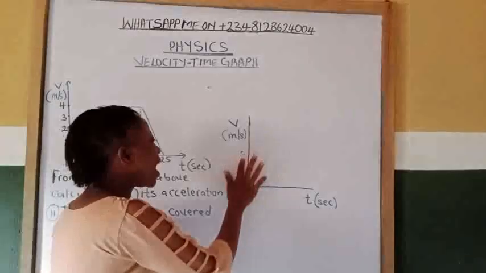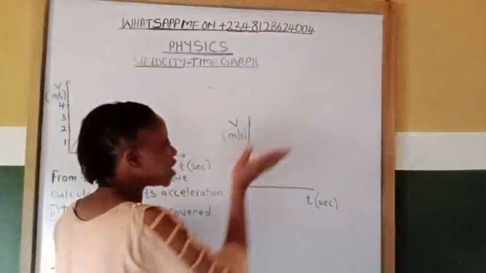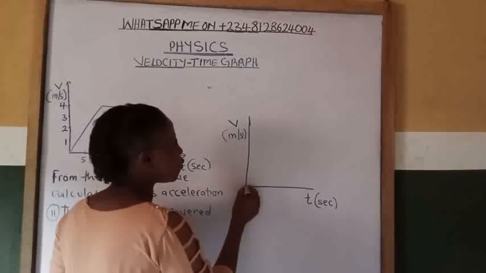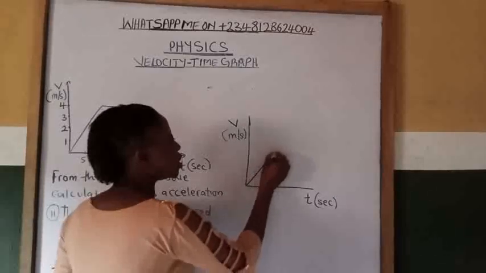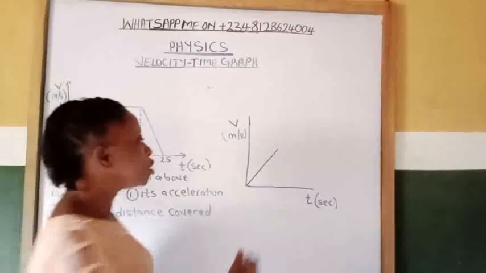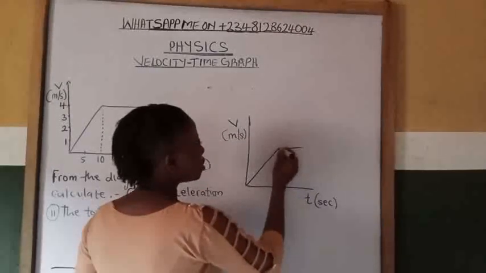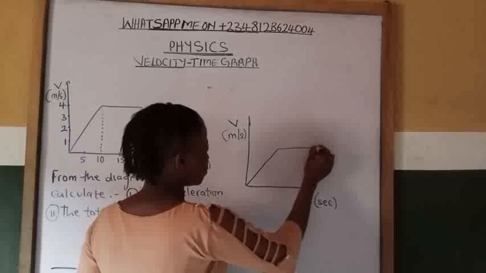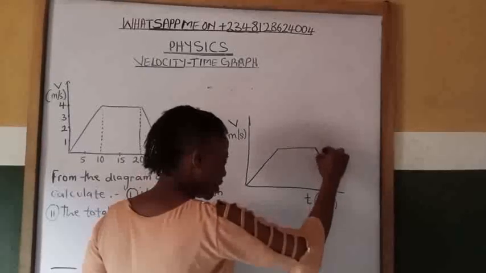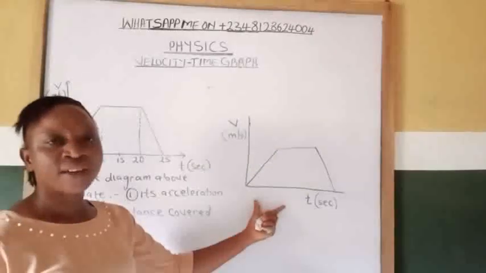So when they say that an object travels vertically upward, it will go in a slanting form. So it will start from zero. Then it will go in this slanting form, and it maintains a constant speed. So that is from where it stopped. So it will go like that. And it maintains a constant speed and decelerated. So deceleration means going down. It will come back. It will come down. So this is a velocity time graph.